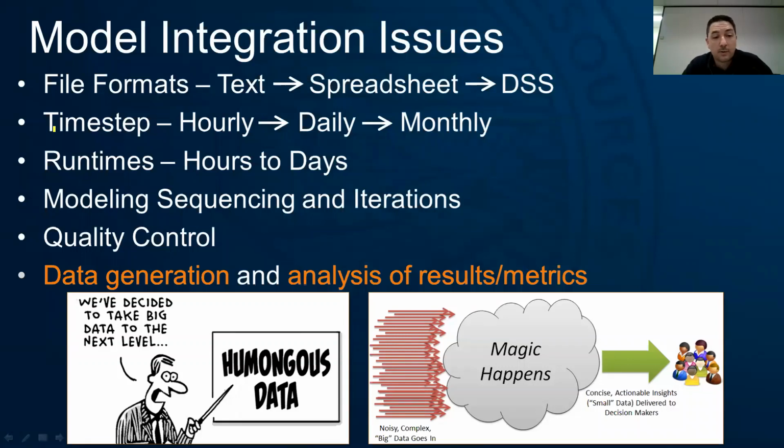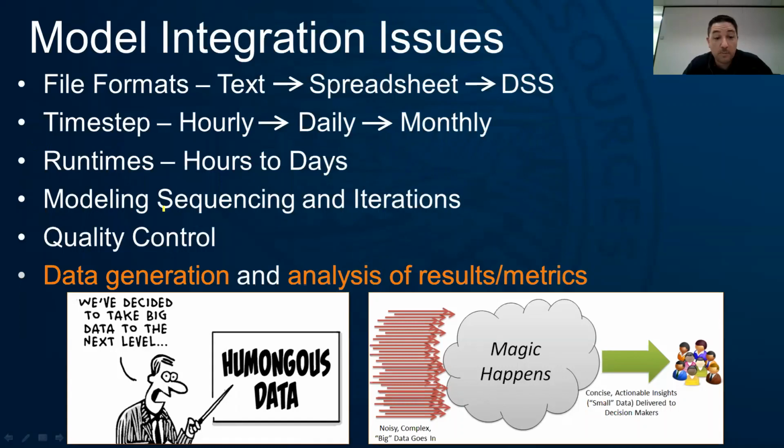The time steps are different for all these models. Some of them are on hourly, some are daily, and some are monthly. So as we move that information back and forth, we'll have to aggregate it up or disaggregate it down as we move it between. Run times, some of the models run really fast, a couple hours, some take as many as a few days. So we just have to take that into account as we start to go through the whole process of modeling and sequencing out.